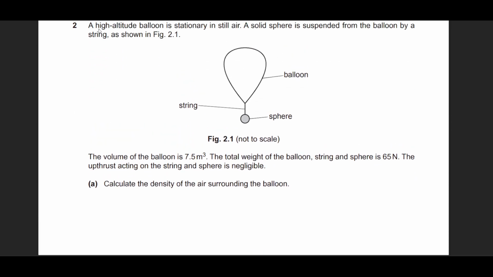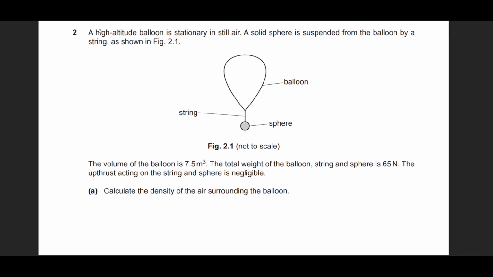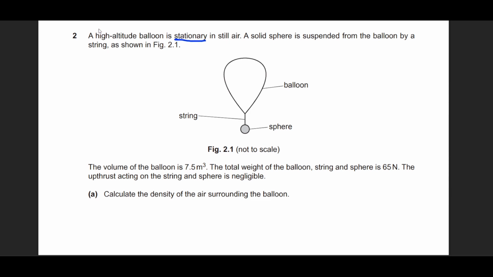Question number 2 is from Dynamics and Forces. Very easy and straightforward question. He says there is a sphere and a balloon held stationary in air, which means that for the whole system, the weight, which is downwards, is actually equal to the upthrust, right?